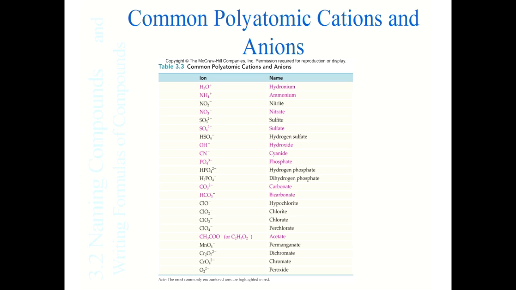The reason a lot of times you get confused when you're naming things is because you want to name something using a polyatomic ion name when it's not. So for example, if I had something like magnesium sulfide, okay? You might be tempted to say that is magnesium sulfate.